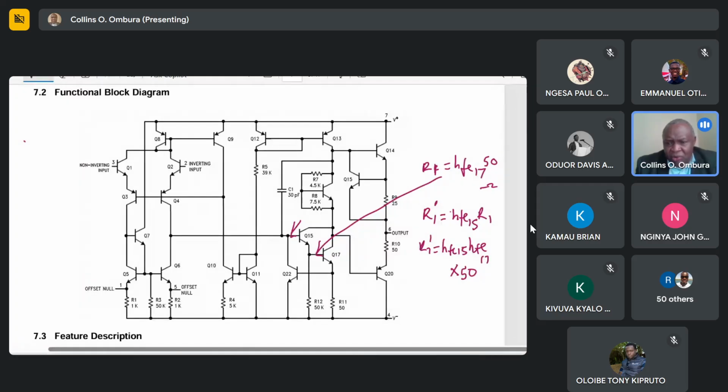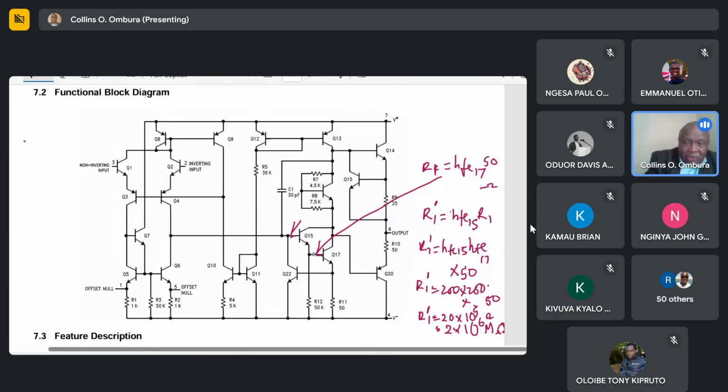a HFE of say approximately 200 or 250, let's use a conservative figure like 200. So Ri dash will be 200 times 200 times 50. How many zeros are there? 1, 2, 3, 4, 5 zeros. So it will be 20 times 10 to the power 5 ohms, which is 2 times 10 to the power 6, mega ohms.